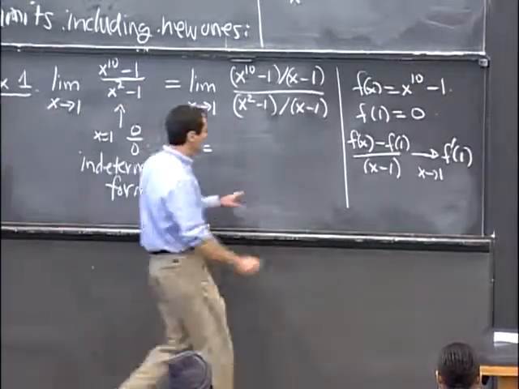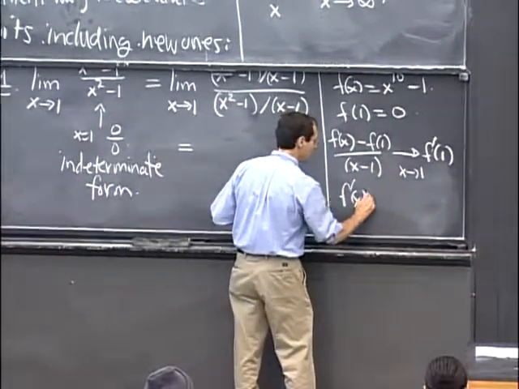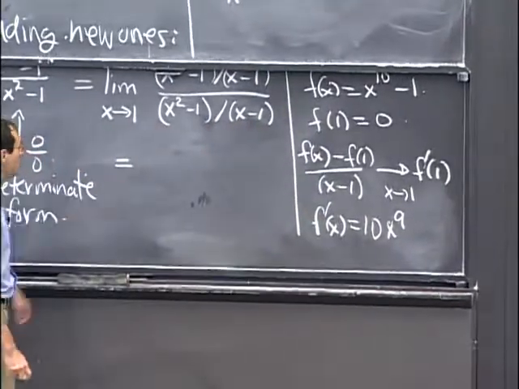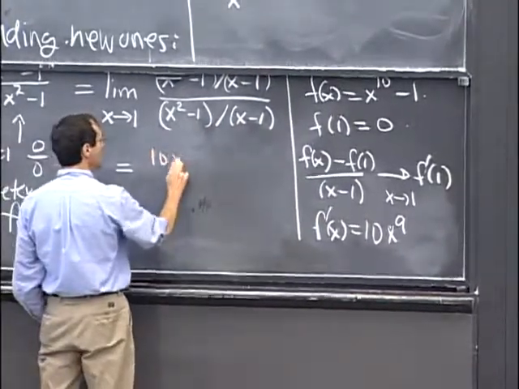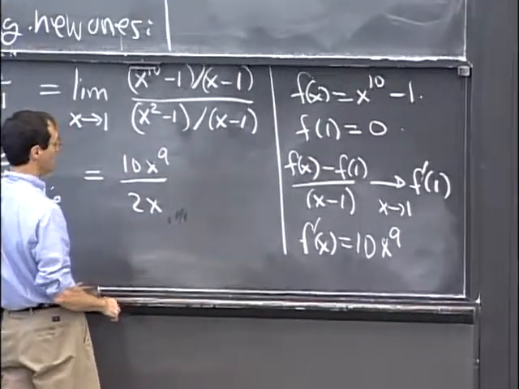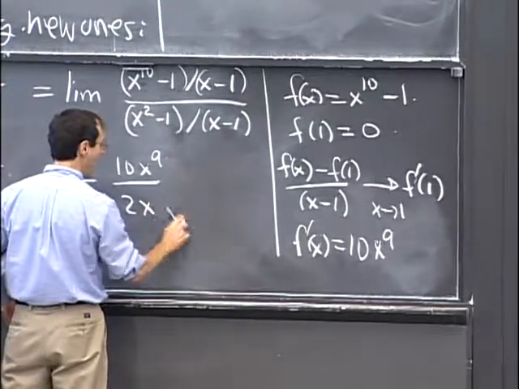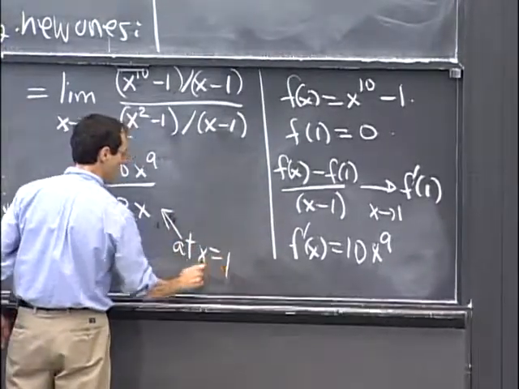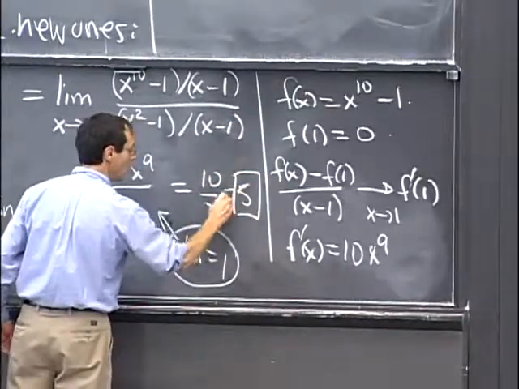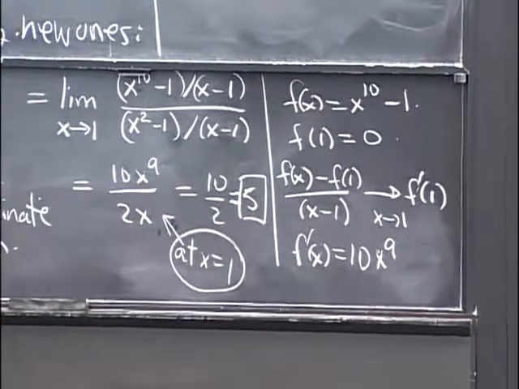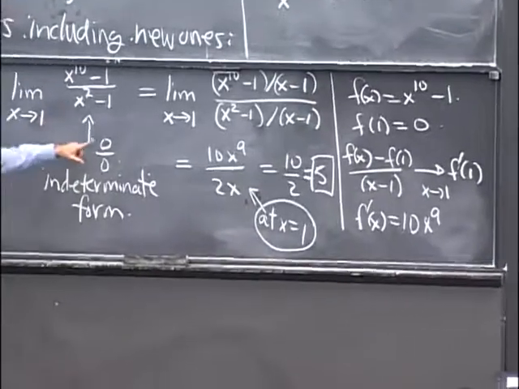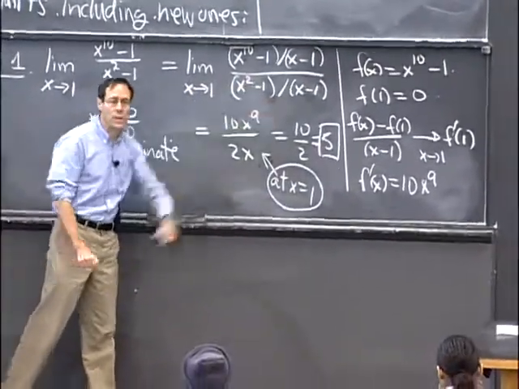But what is that? Well, f prime of x is equal to 10x to the 9th power. So we know what the answer is. In the numerator, it's 10x to the 9th. In the denominator, it's going to be 2x. That's the derivative of x squared minus 1. And then we're going to have to evaluate that at x equals 1. And so it's going to be 10 halves, which is 5. All right? So the answer is 5, and it's pretty easy to get from our techniques and knowledge of derivatives using this rather clever algebraic trick, this business of dividing by x minus 1.